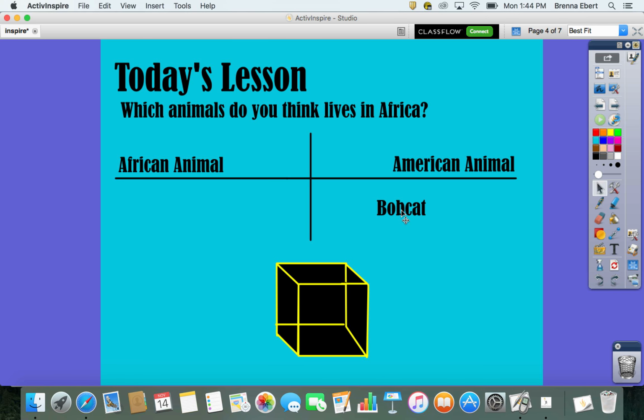So like I said, you would take out of the box. They would get, like, for instance, bobcat. They would then take it and put it on whichever side they felt a bobcat lived in. And then at the end, I would review with them and tell them which one goes where.